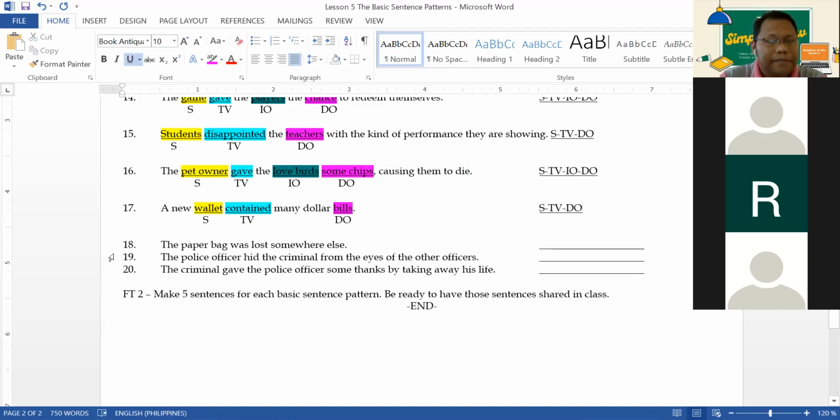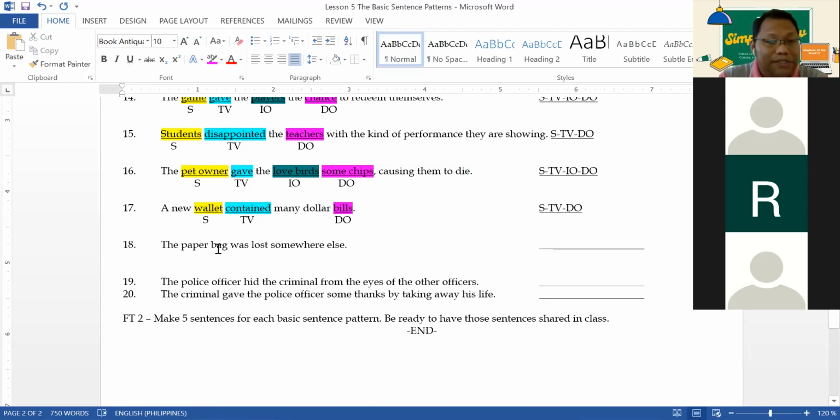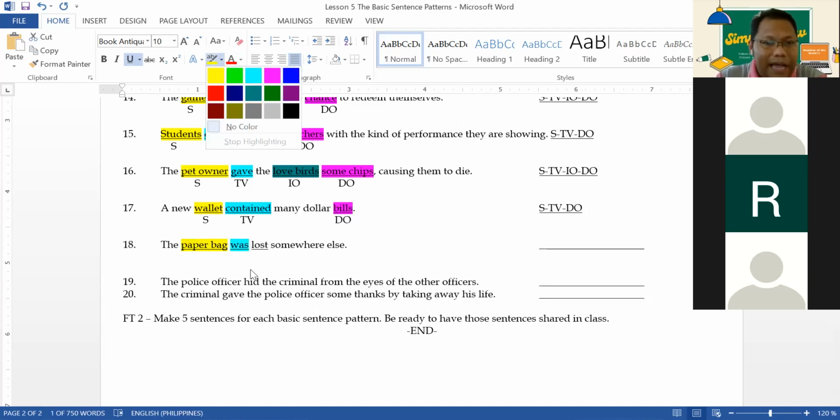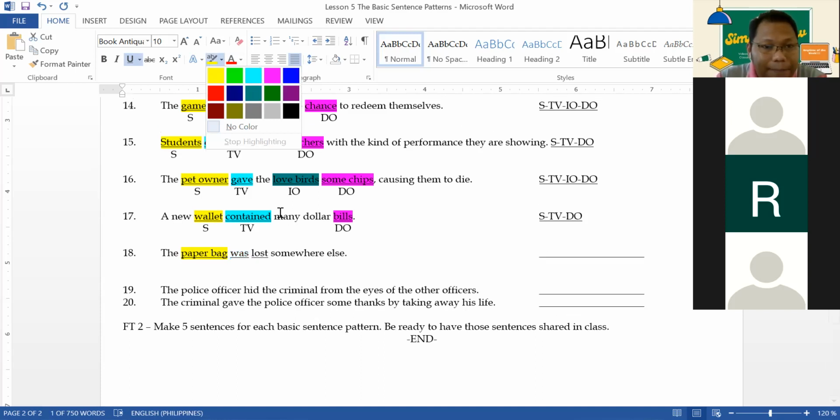For 18. The paper bag was lost. You may underline bag, you may underline paper bag, it's fine. And that is our subject. This is our verb. This is our complement. Can the one that is lost be the paper bag? Yes.